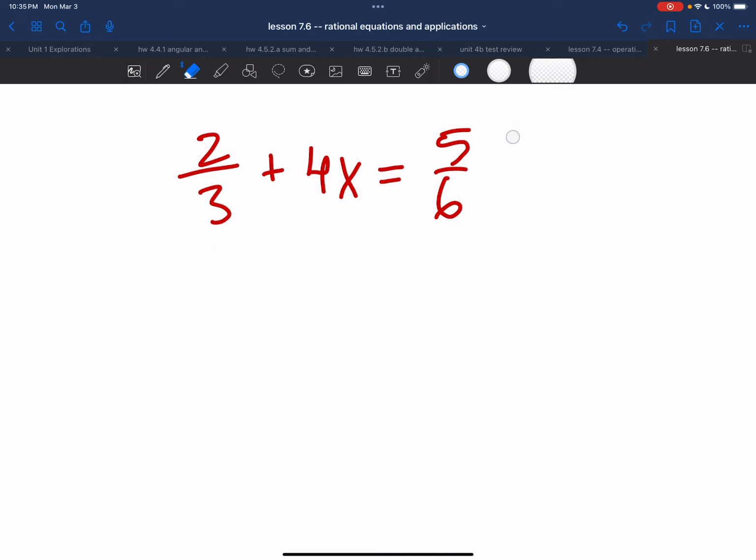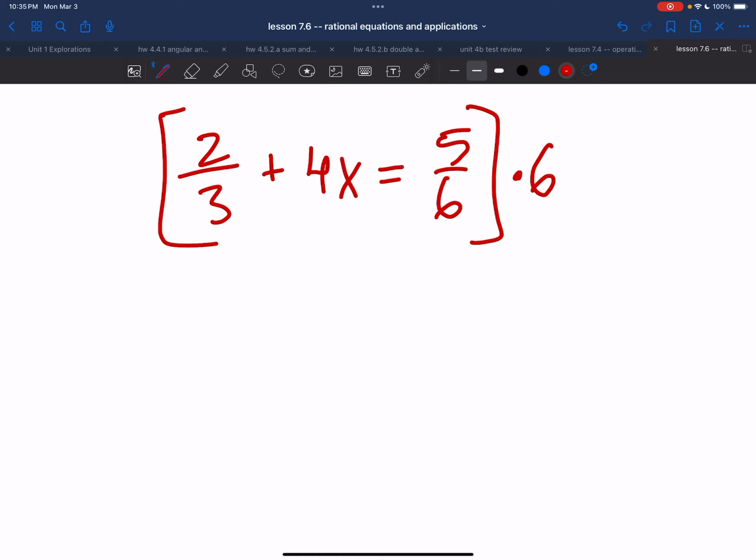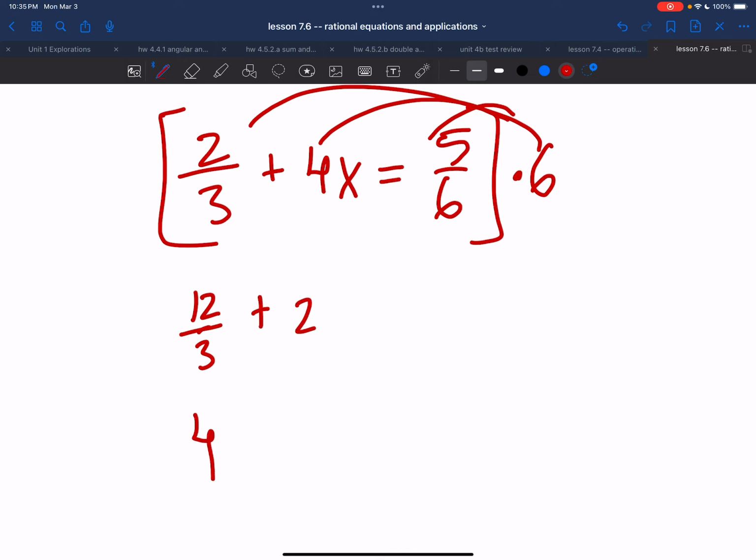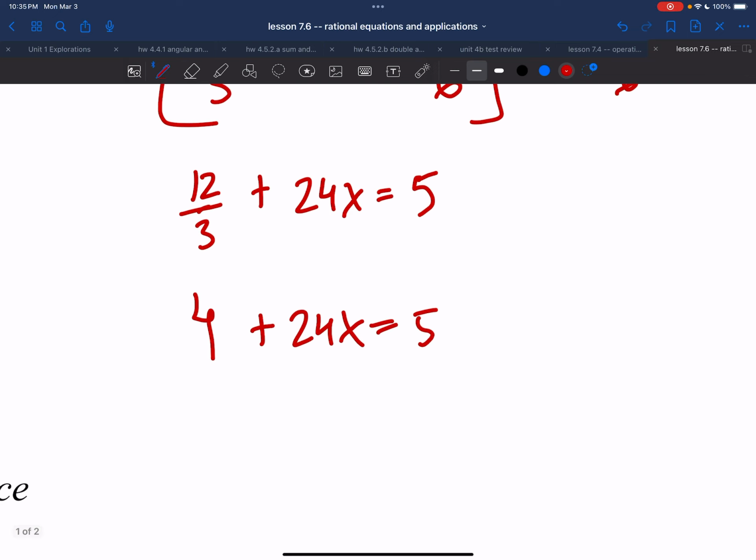So what would be a number that I could multiply just one time? Well, if I take the whole thing and multiply by 6, and I distribute this 6 to all terms in the equation, 2/3 times 6 is 12/3, which of course is 4. And then 4x times 6 is 24x. And 5/6 times 6, well, the 6's cancel, and you're left with 5. So that gets you 4 plus 24x equals 5, in which case you can subtract the 4 now, and then divide by 24, getting x equals 1/24, right?